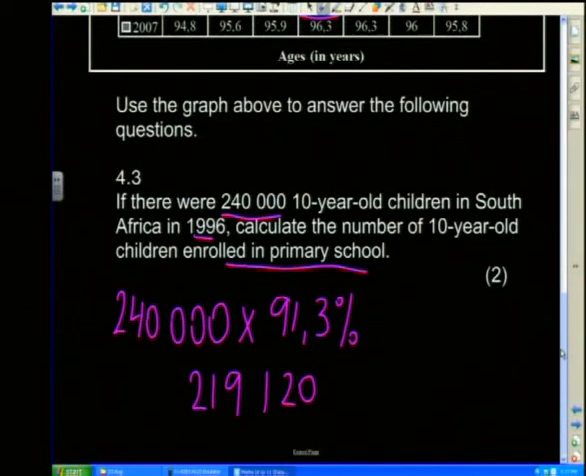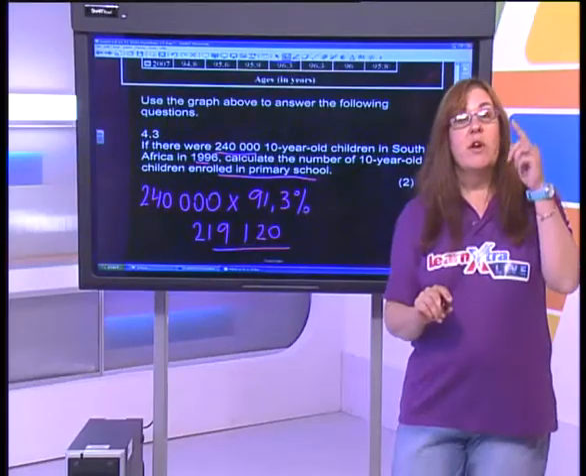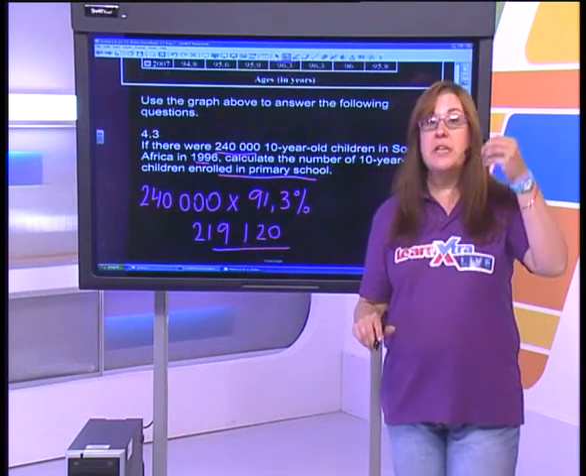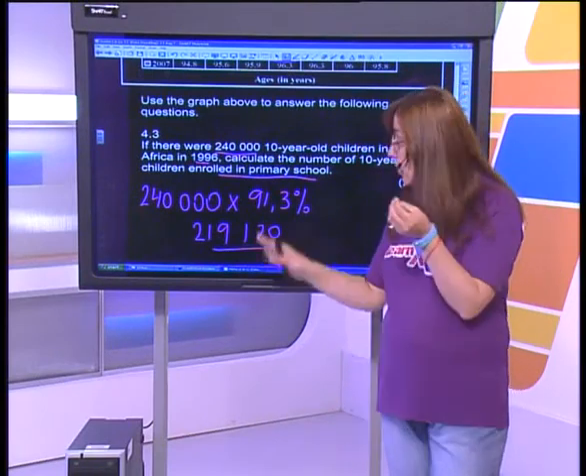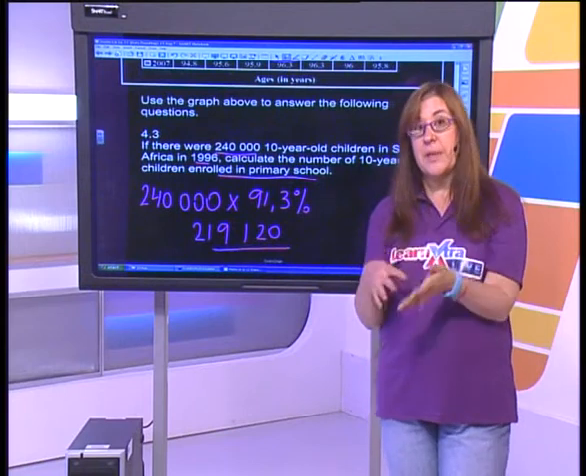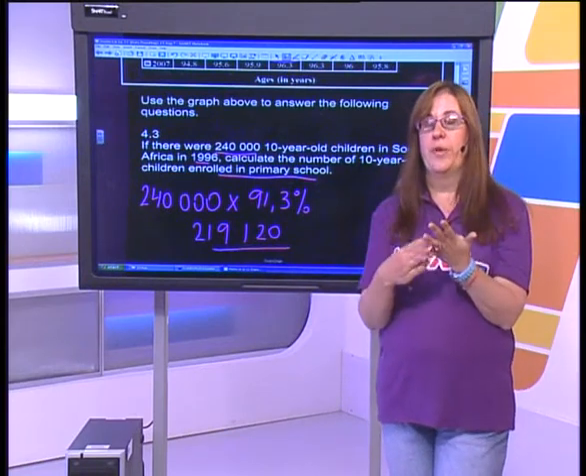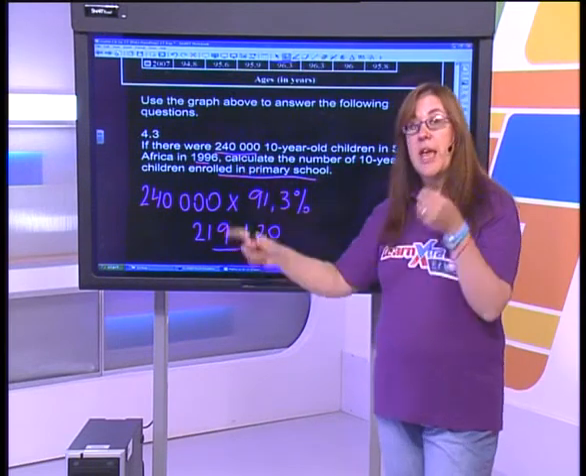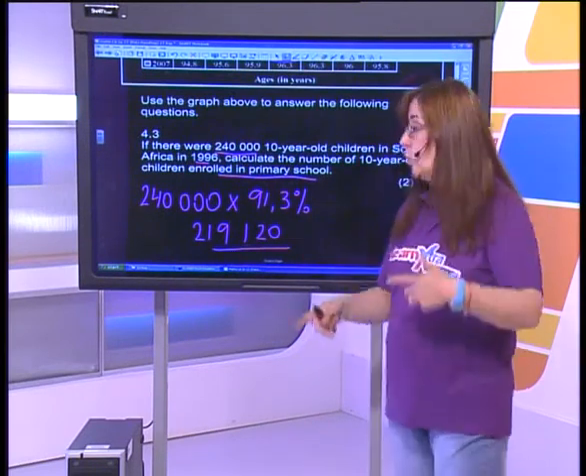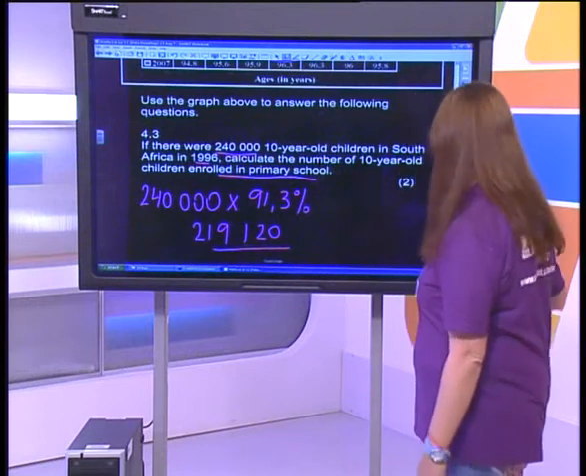Have we answered the question? The question says calculate the number of 10-year-old children enrolled in primary school, and we've got a number. Now remember, in this case, guys, you're going to need to have a whole number. We were lucky, it worked out perfectly, but if it became a fraction, you need to round off to a whole number, because we're talking about children, and we're talking about children enrolled in school. So it would have had to be a whole number.